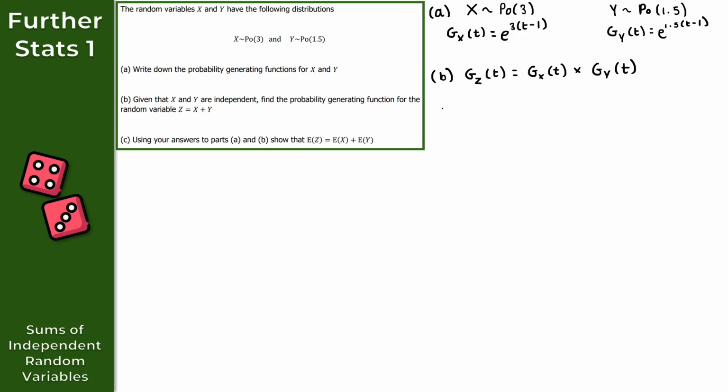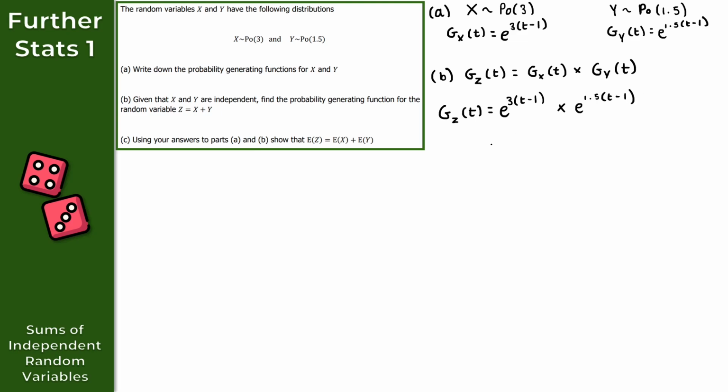So in that case, what do we get here? Well, g of z in terms of t is equal to, so g of x in terms of t is e to the power of 3 bracket t minus 1. So we get e to the power of 3 bracket t minus 1 there. And then we multiply this by e to the power of 1.5 bracket t minus 1.